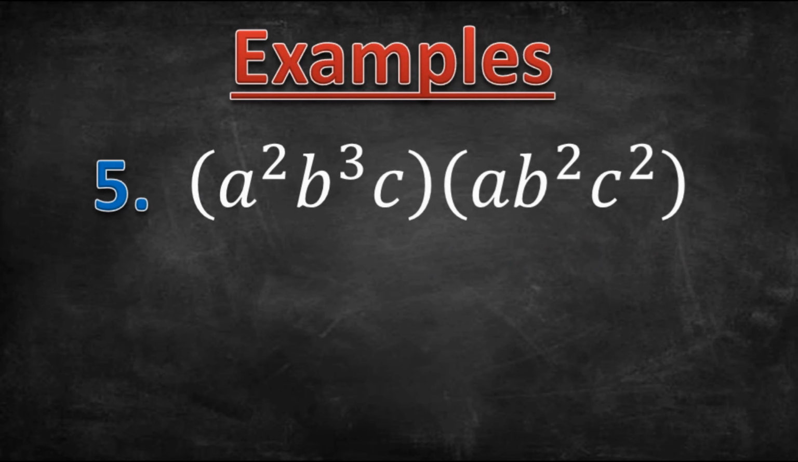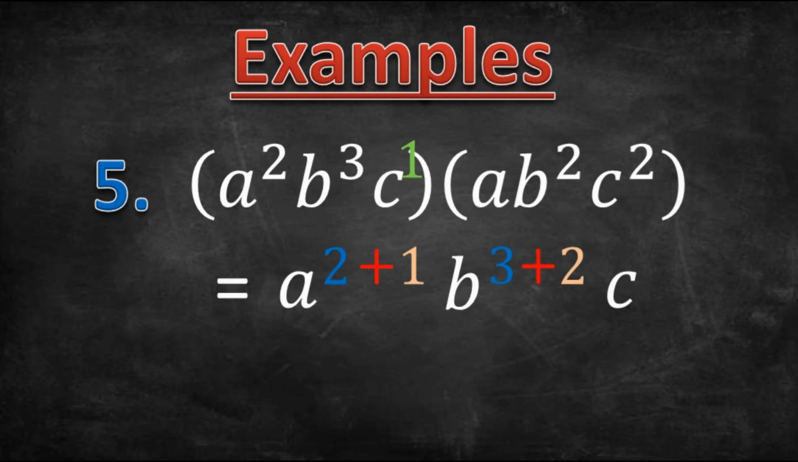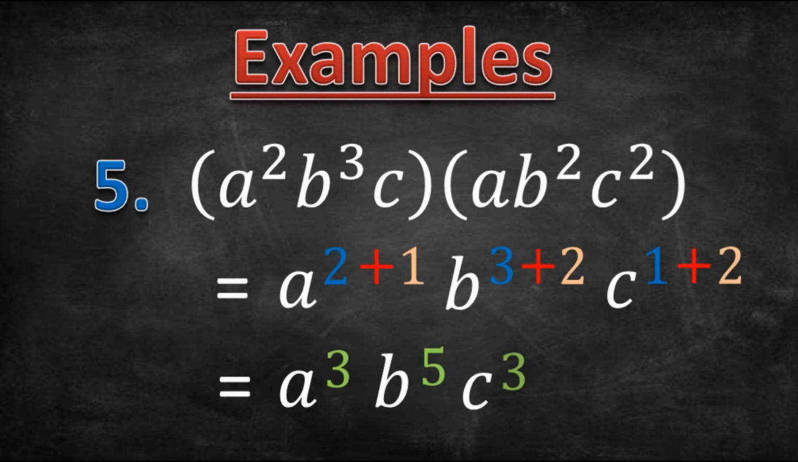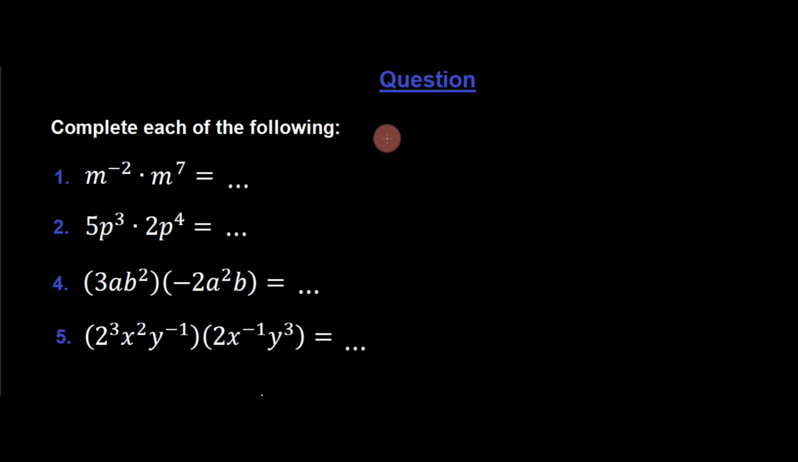We simply add the powers of the a's, b's, and c's respectively. So it's a to the 2 plus 1 times b to the 3 plus 2 times c to the 1 plus 2. And this gives a cubed, b to the 5, c cubed. You should pause here and try this question before looking at the answers.